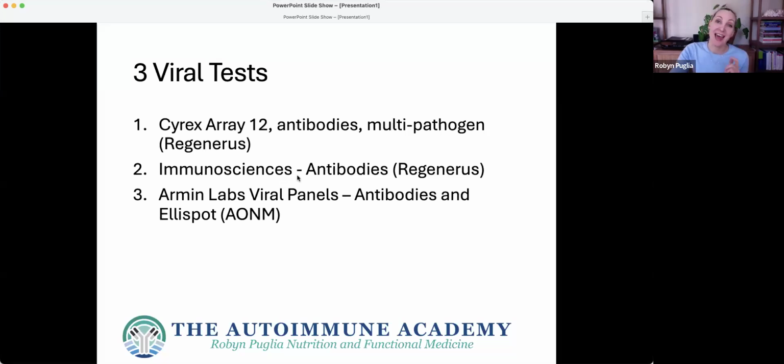Then we've got the Immunosciences antibody panels. They have a range of different viral panels available, including ones that have COVID on, ones that are just looking at EBV, or more comprehensive viral panels looking at the herpes virus family. Immunosciences is also available from Regeneris in the UK, and then we have Armin Labs viral panels, which are available from AONM, or the Academy of Nutritional Medicine. They also have a range of different infection panels, and their viral panels include antibodies. You can just run the antibodies, but they also do ELISpot, which is a tool that we can use to look at latent versus lytic infection. And latent versus lytic is something that I'll discuss in another video another time.